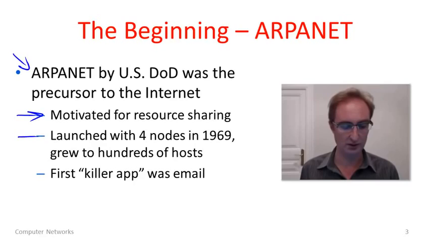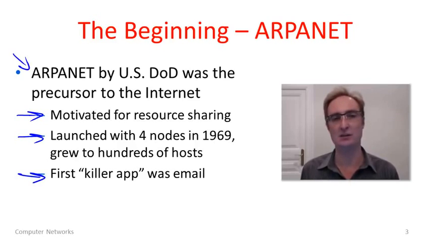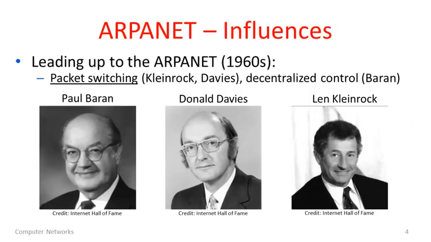It was actually launched with just a modest 4 nodes in 1969, and during the ARPANET phase it grew up to be hundreds of hosts. And in fact, during this phase, one of the first killer apps in the internet emerged. It was email. This was not what the network was intended for. It was intended for resource sharing, but email, which was written just a handful of years after the ARPANET was born, became very popular as people used it to exchange messages.